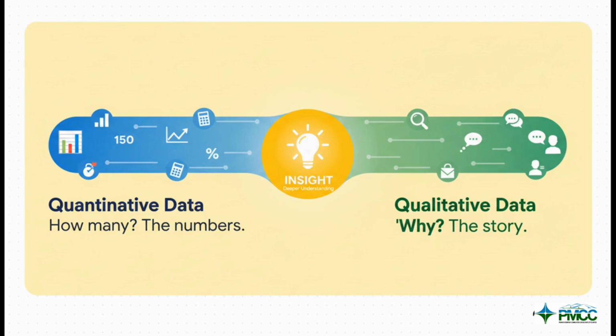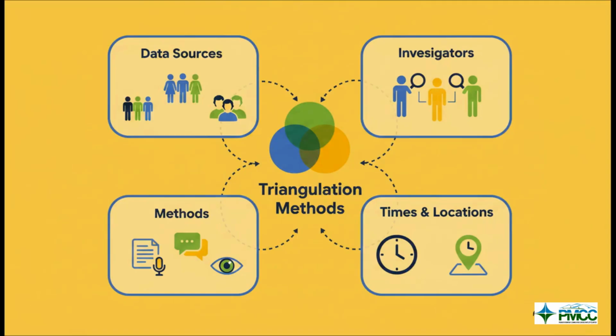They work together perfectly. But it doesn't stop with just methods. You can triangulate your data sources. For example, talk to different groups of people. Do men and women see the project's impact the same way? You can use multiple investigators because, believe it or not, who's asking the questions can totally change the answers. And you can even think about time and place. An answer someone gives you in the privacy of their home might be completely different from what they'd say in a public meeting. All of these are tools in your toolkit.